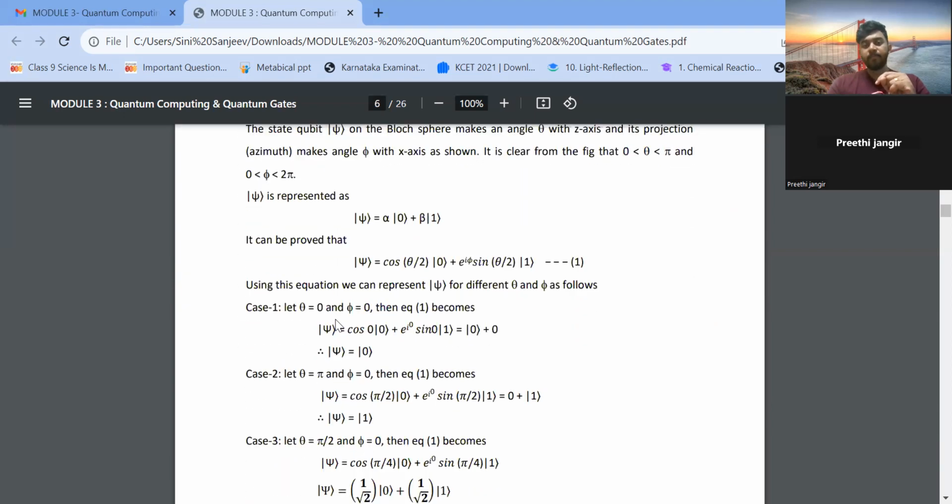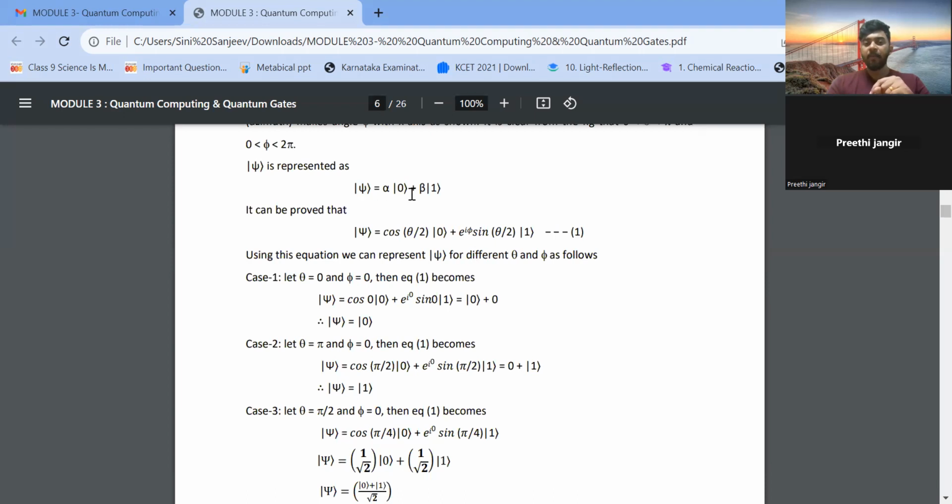And same story, psi is alpha of 0 plus beta of 1. And theta lies between 0 and 2 pi, which means our full circle is 360 degrees. That is all they are trying to mention. Now it can be proved that psi is equal to cos of theta by 2 plus e power i phi into sin theta by 2. So this is my representation.